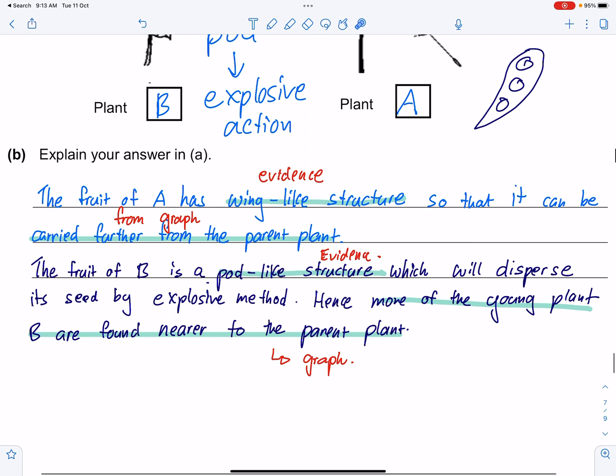Similarly, you would answer in the same structure for B, whereby you give evidence. Since it is a pod-like structure, it will disperse by the explosive method. Hence, more of the young plant would then be found nearer to the parent plant. This part over here is data from the graph.